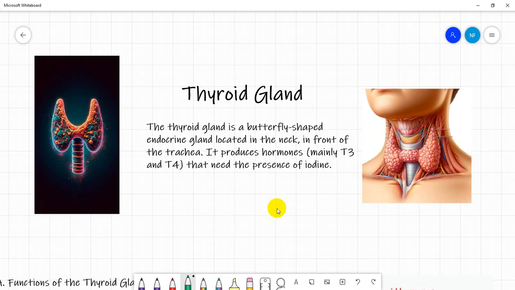As it's a thyroid gland, it's an endocrine gland, so it will be producing hormones, actually 2 hormones, which are T3 and T4. The production of these hormones needs the presence of iodine. My body, in order to produce these hormones T3 and T4, needs to have sufficient quantities of iodine. So in order to produce T3 and T4 your body needs sufficient quantities of iodine.